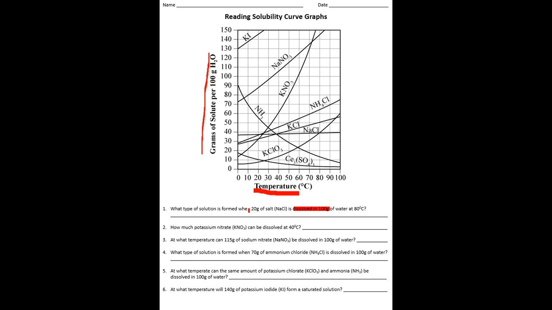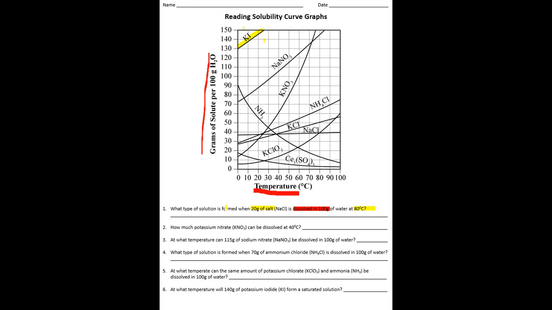All right, so the key points here are that we want 20 grams of salt and 80 degrees Celsius. It's asking what type of solution, so it's wanting you to answer whether it's unsaturated, saturated, or supersaturated. If you remember, along the line, it is a saturated solution. If it is below the line, it's unsaturated. If it's above the line, it's supersaturated.